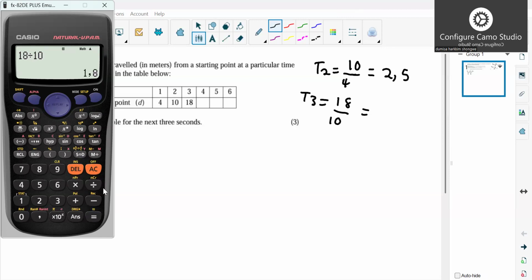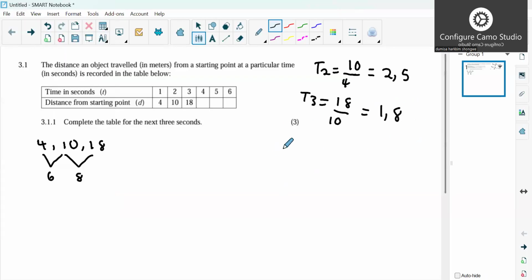Now you can see 2,5 and 1,8 are not equal. So it makes it not to be linear. It also makes it not to be geometric, because the ratios are not equal and the differences are not equal.